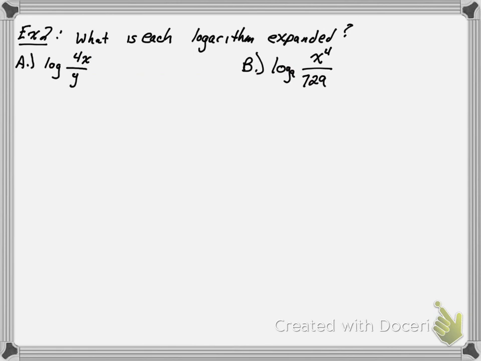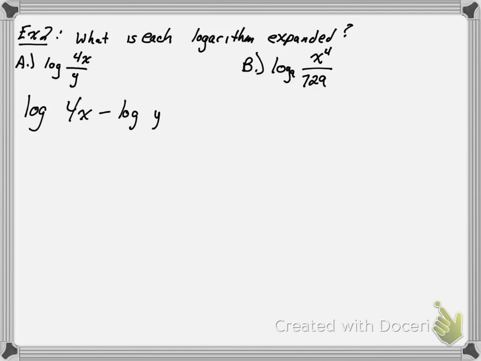Now, example 2, you're going the opposite way. There you had it expanded and you're condensing it. Here you're going to go from condensed form to expansion. And again, we're going to use the same thing. We know that division pairs with subtraction. So we can break this up again. This doesn't have any base, so we're just going to assume it's base 10 because the base is missing. So division pairs with the subtraction, like I just said. Log of 4x minus the log of y.